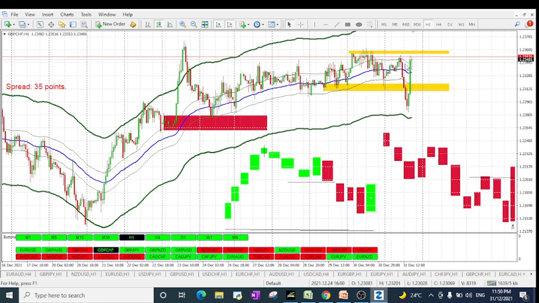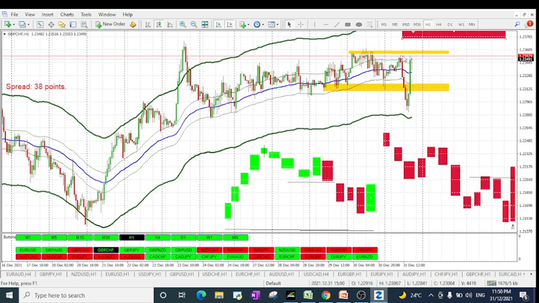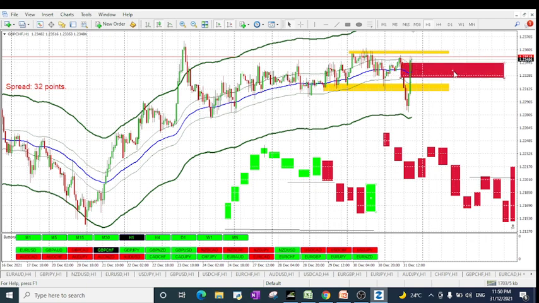Where we are now is an example of a pullback to a support or resistance level. You see how we pushed down, came back up, now we are testing the support. So if you are trading that strategy, this is a good place to be taking shorts. So that one is quite straightforward. You take your shorts here, probably your stop loss somewhere here, targeting maybe somewhere here.